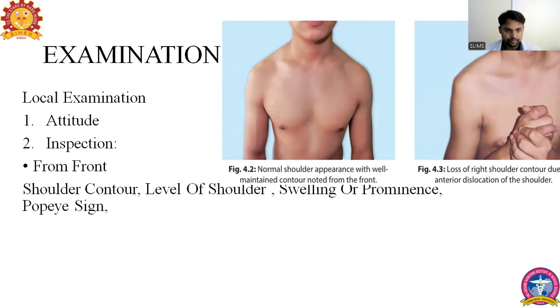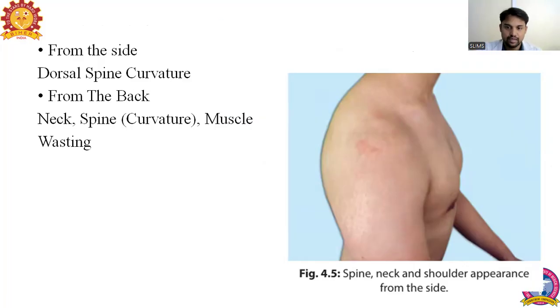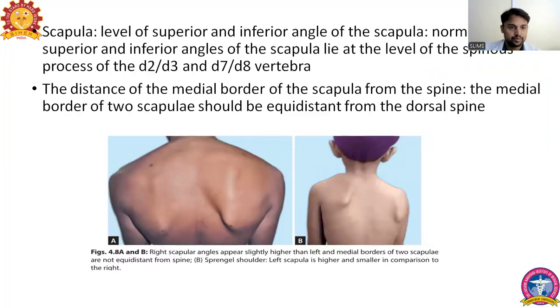This is needed. You should also see the shoulder contour and whether there is any swelling, redness, trauma, previous scars, sinuses, discharges, visible pulsations, or color changes, whether the skin is tense, or any lipodermatosclerosis on the shoulder joint. That is the main inspection. You should inspect from the front, from the side, and from the back.